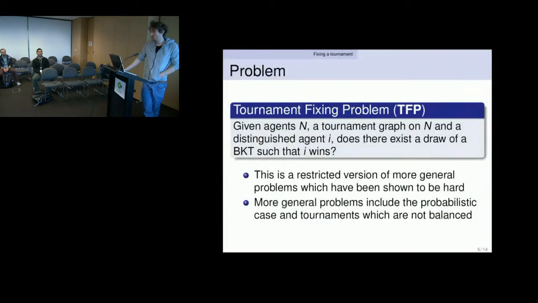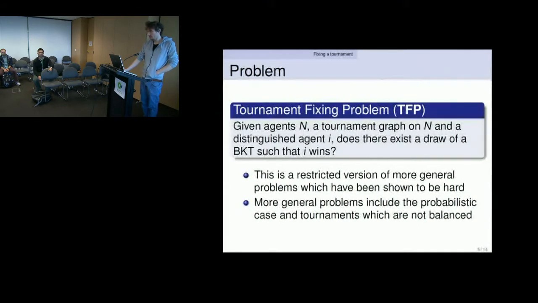So the problem we want to study is the tournament fixing problem. We're given n agents, a tournament graph on n, and a distinguished agent i, and we're asked if there exists a draw such that i wins the balanced knockout tournament.